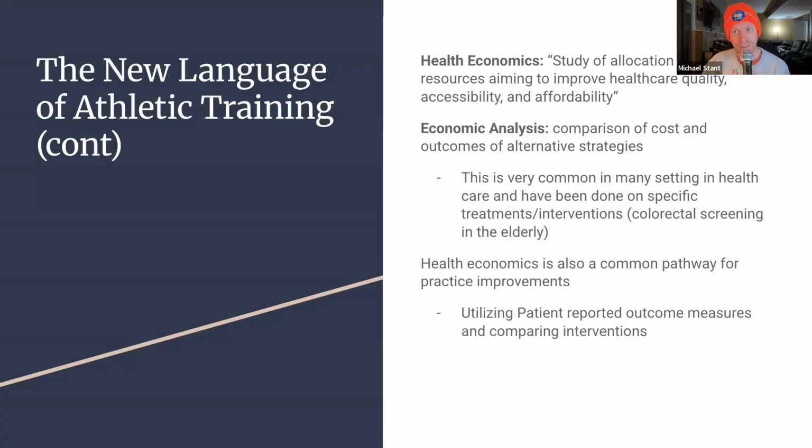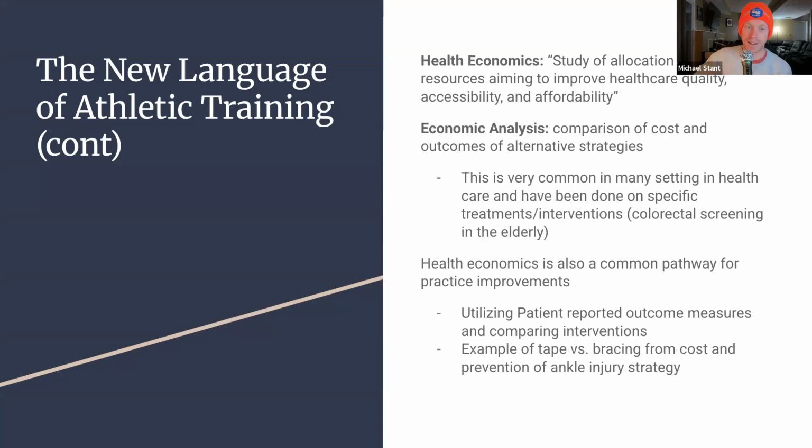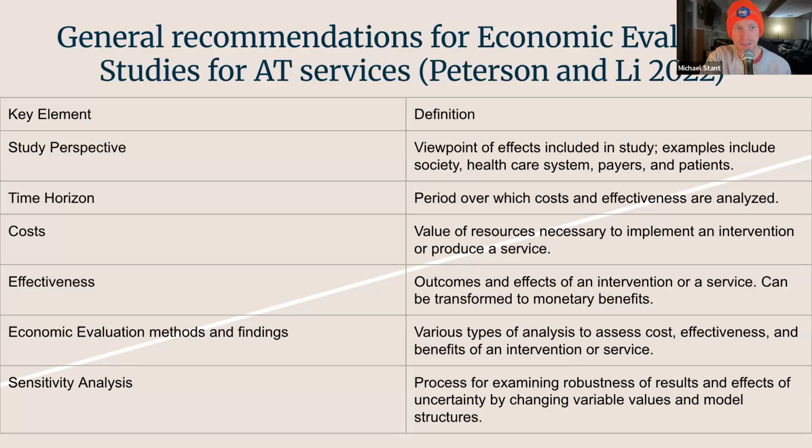So for me personally, I don't really utilize these right now. I wish I did. I used them a lot more when I was in the college setting because I was the rehab coordinator and we would utilize patient-reported outcome measures just to make sure we were hitting everything before returning an athlete to play. One quick example of another way for practice improvements, right? Tape versus bracing. There's an article out there. I didn't really look for it before here, but right, bracing is just as effective and probably more cost effective as opposed to taping every ankle.